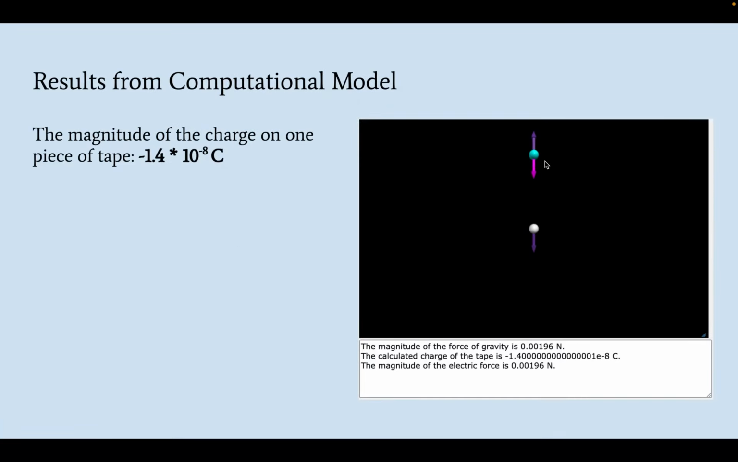And then here are my results from my computational model. You can see the arrows in purple are the electrical force, and then the arrow in pink is the gravitational force on tape B. And then I got the same magnitude of the charge on the piece of tape as I did in my original observed experiment.